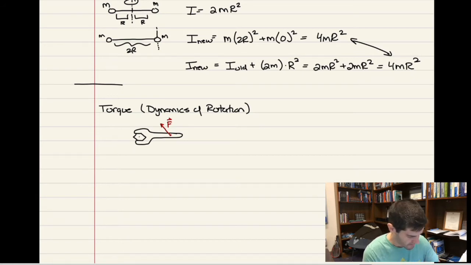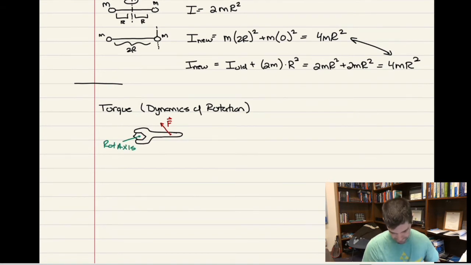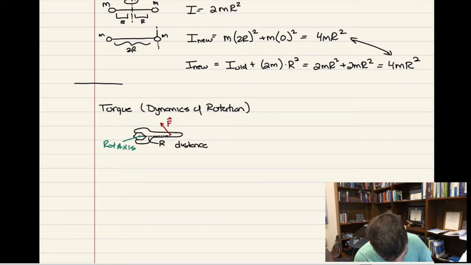It causes the screw to rotate, so this here acts as the rotation axis. You can think, what is the screw rotating around? You can imagine a line that goes into and out of the screen that the screw is rotating around. And the other thing we will need is that there's some distance from the rotation axis, I'll call it R, which is the distance from the axis of rotation to F, which we will call the moment arm.